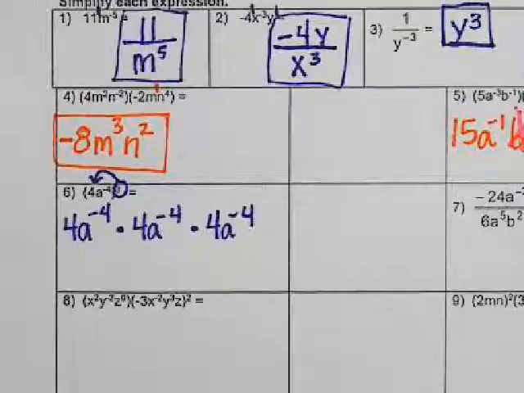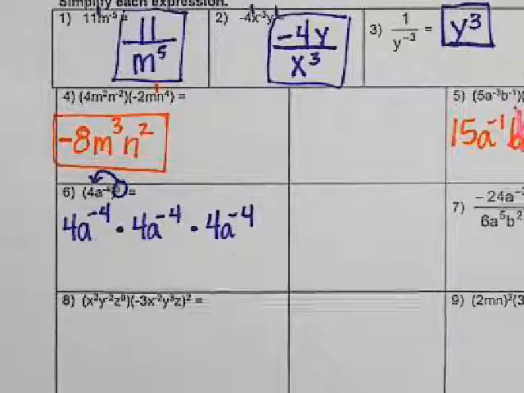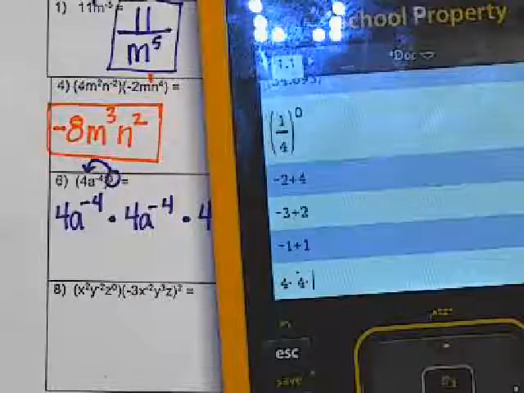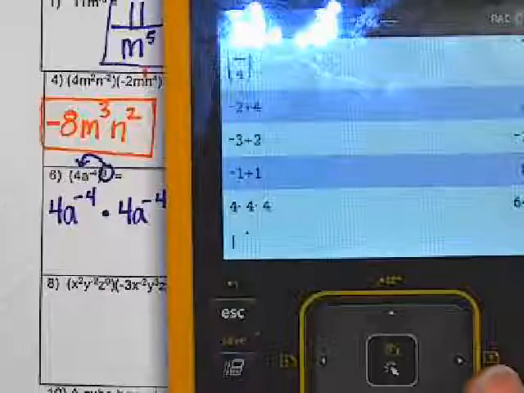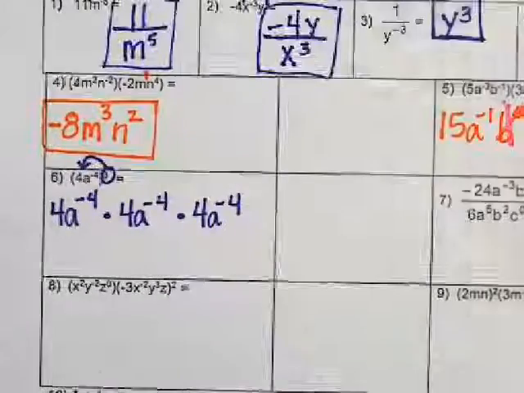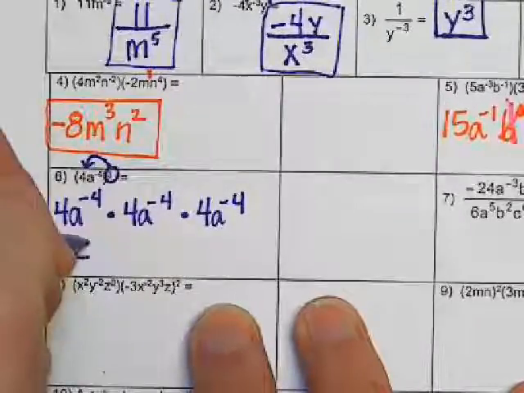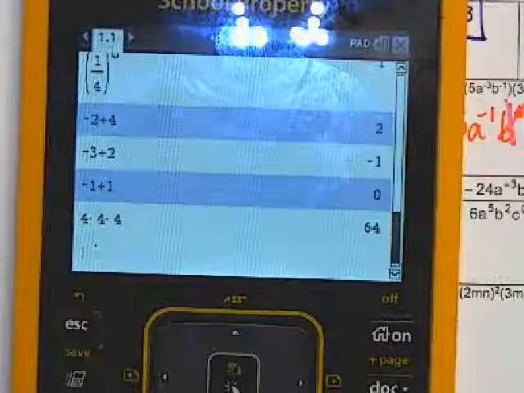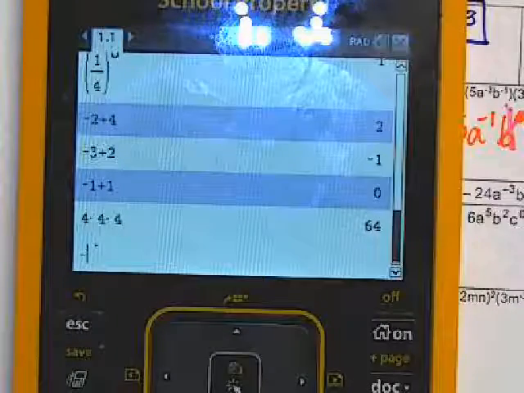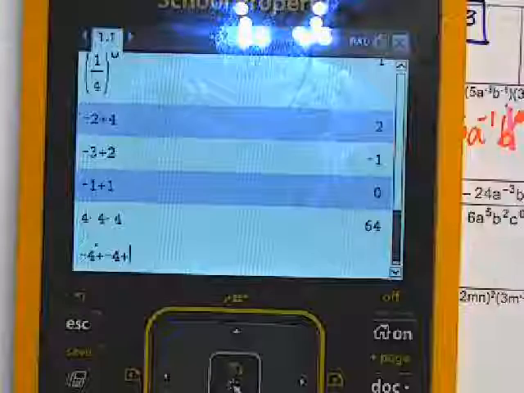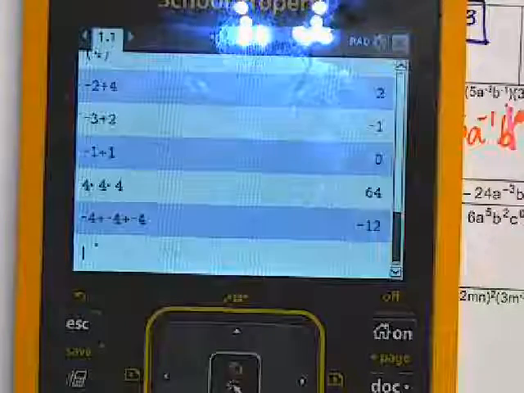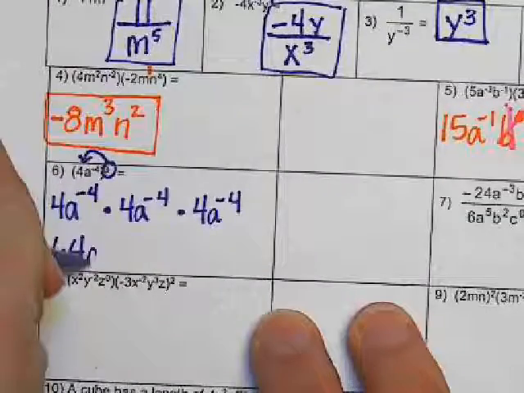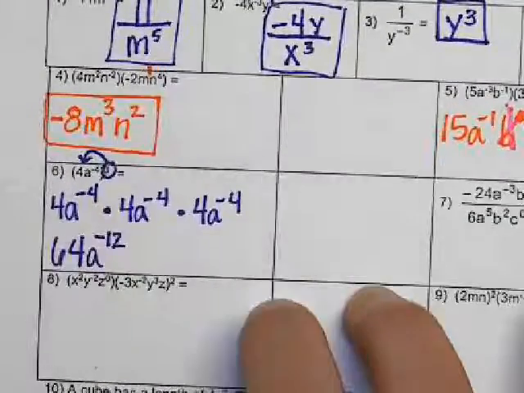Now, what operation am I doing? Multiplication. So what am I going to do with my big numbers? Multiply. So 4 times 4 times 4 gives me 64. What do I do with the little negative 4s? Add them. So look how I'm going to put this in the calculator. Negative 4 plus negative 4 plus negative 4. And I get negative 12. So a to the negative 12th power.